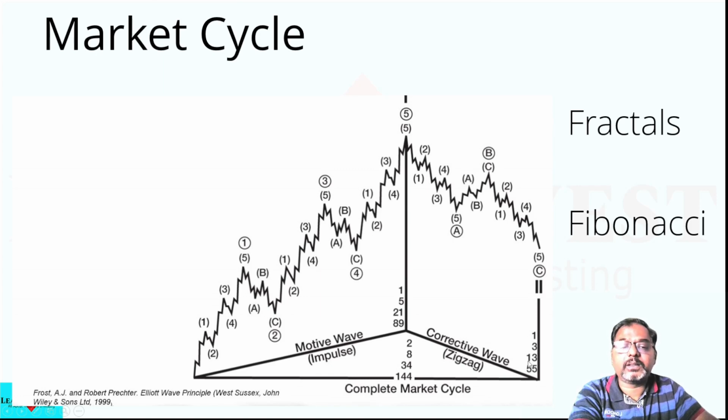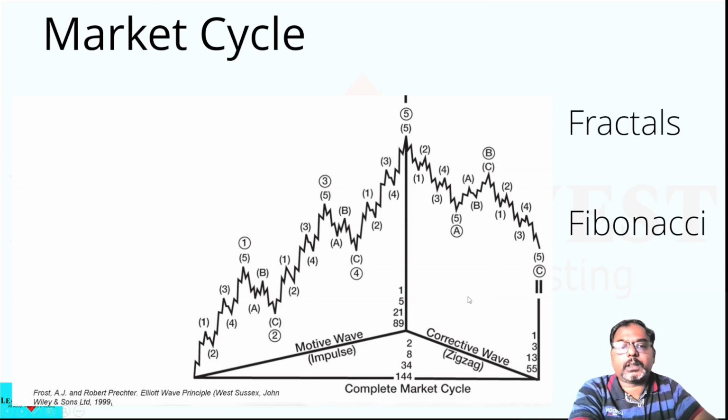And then 1, 3, 13, and 55, again the number of waves in the corrective wave, which adds up to 2, 8, 34, and 144. These are all Fibonacci series numbers if you really look at it. So there is a lot of Fibonacci which is hidden in the Elliott waves also.